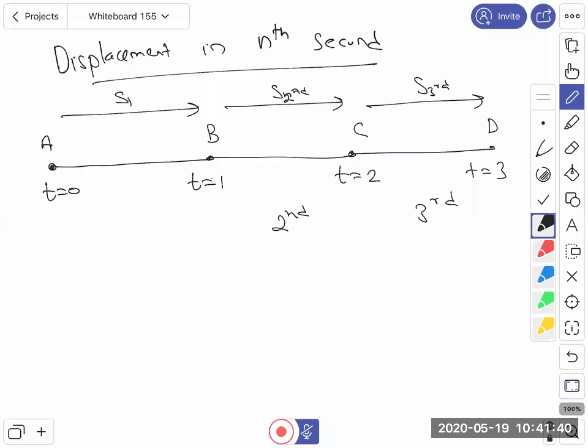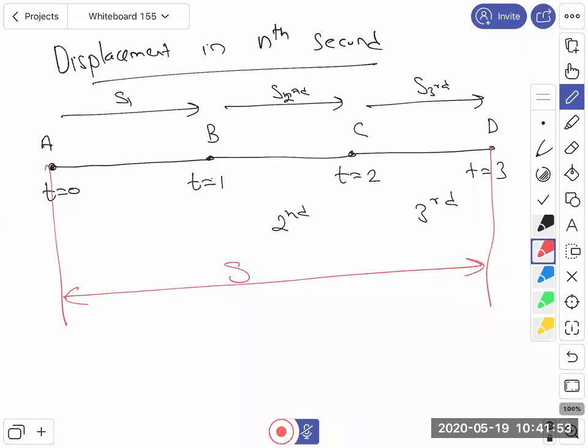So if a question asks to find out the displacement in 3 seconds, it means the total displacement from 0 to 3. So this is known as displacement in 3 seconds. At the same time, if they are asking for displacement in the 3rd second, that is nothing but the displacement from t equal to 2 to t equal to 3. So what is the difference between displacement in the nth second and displacement in n seconds?